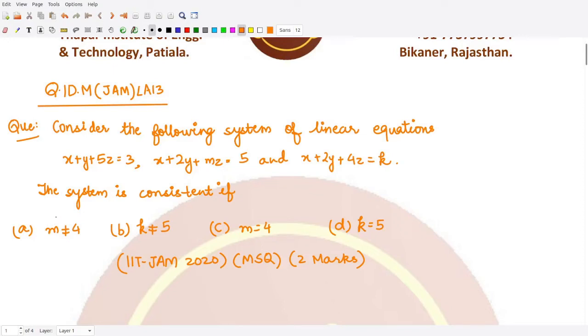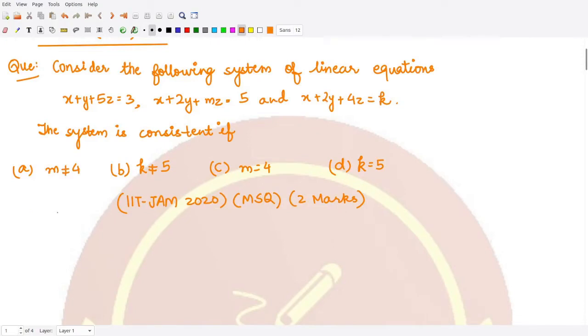So here in this question, they are asking, if you are given this system of linear equations here, right? So 3 equations are given to you with 3 unknowns x, y and z. Then they are asking the system is consistent if what among these 4 is correct, right? So let's have a look at the solution for this question.